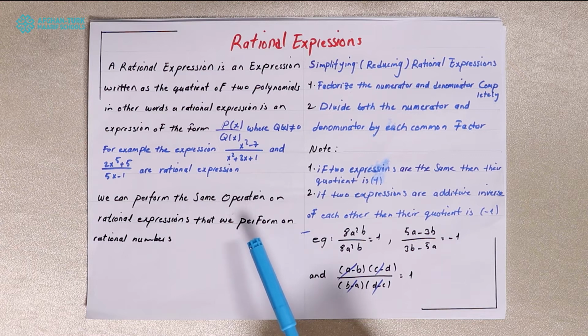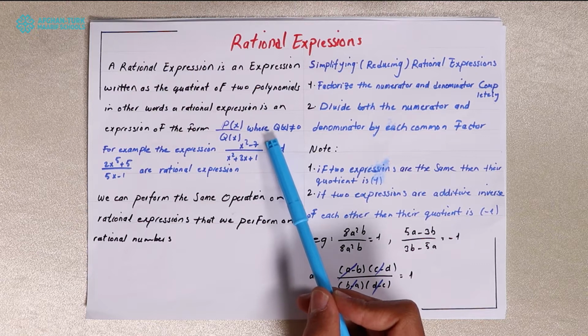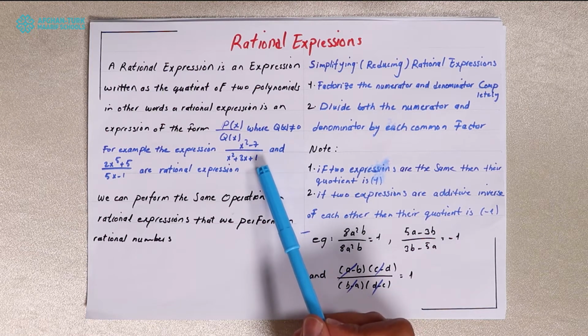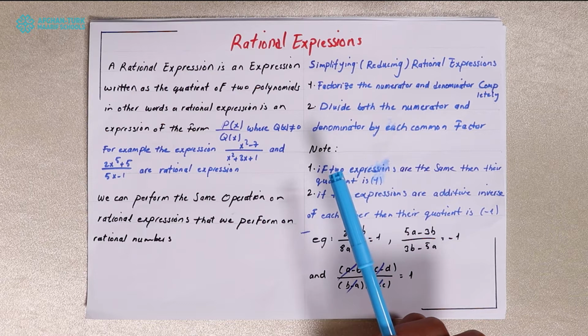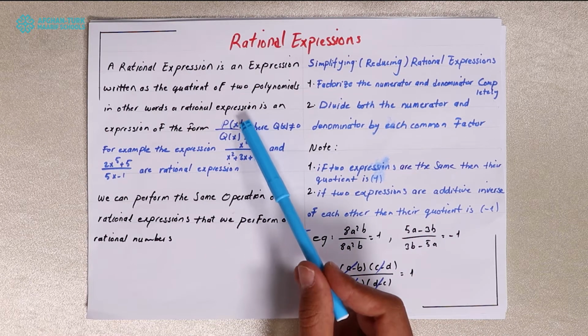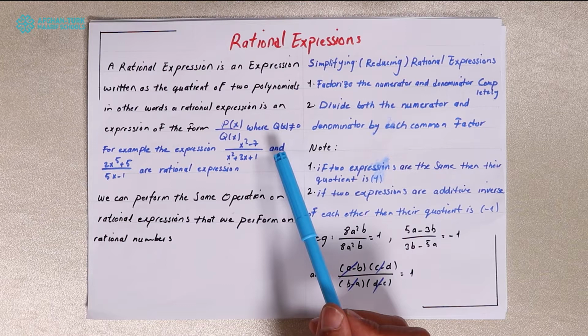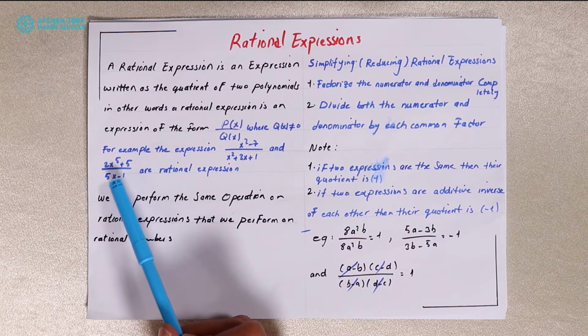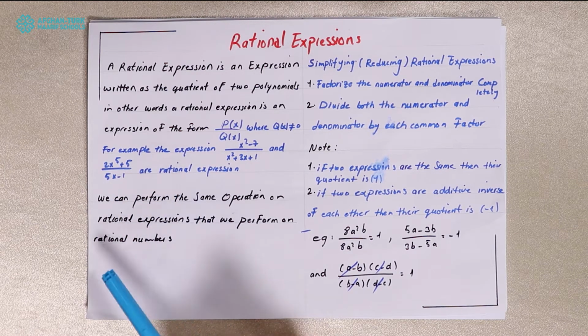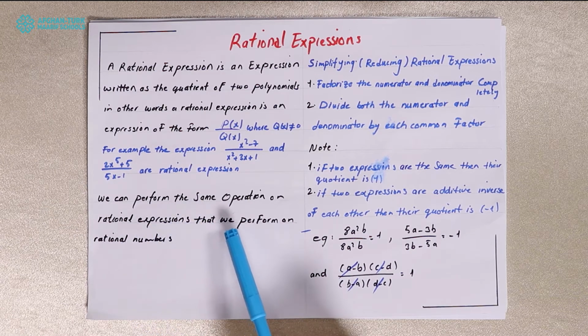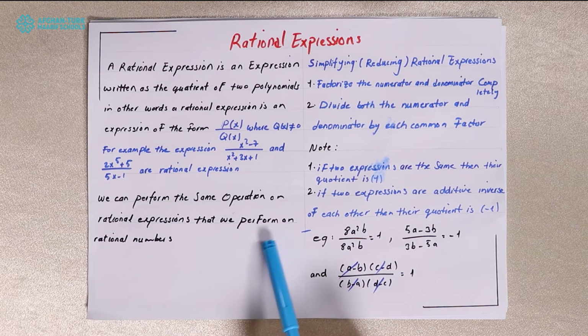For example, the expression x squared minus 7 over x squared plus 3x plus 1 is an example of what? Rational expressions. Why? Because we have a binomial in the numerator and a trinomial in the denominator, and both of them are examples of polynomials. When they are written in this form, p of x over q of x, it is a rational expression. And also 2x to the power of 5 plus 5 over 5x minus 1 is an example of a rational expression.